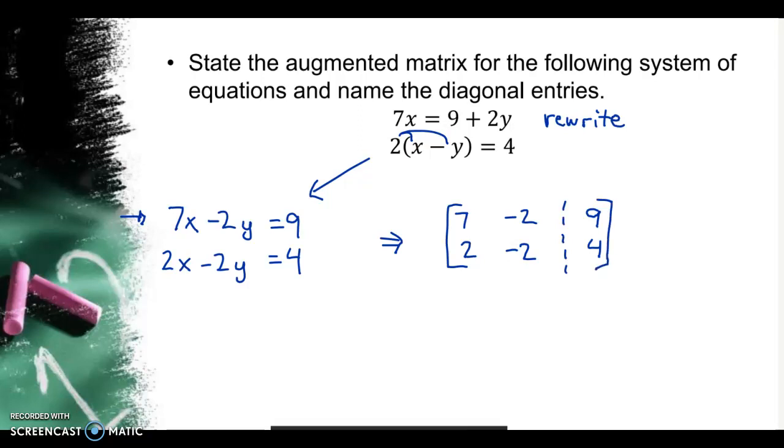Now, if we remember the definition of diagonal entries, what is that? We start with the upper left, or the first row and first column, and we draw a diagonal down. So the diagonal entries are 7 and negative 2.